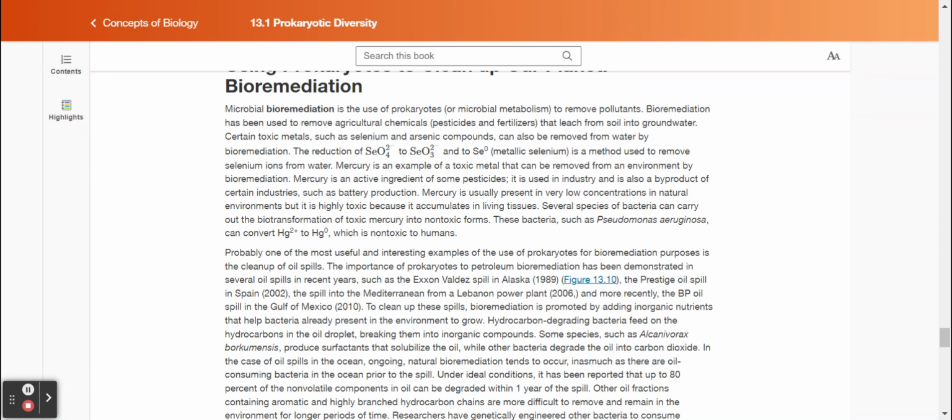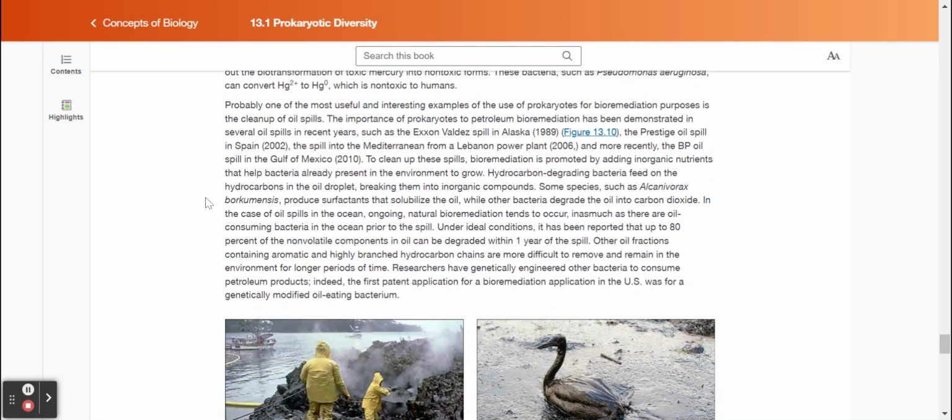Probably one of the most useful and interesting examples of the use of prokaryotes for bioremediation purposes is the cleanup of oil spills. The importance of prokaryotes to petroleum bioremediation has been demonstrated in several oil spills in recent years, such as the Exxon Valdez spill in Alaska in 1989, the Prestige oil spill in Spain in 2002, and the spill into the Mediterranean from a Lebanon power plant in 2006. And more recently, the BP oil spill in the Gulf of Mexico in 2010.